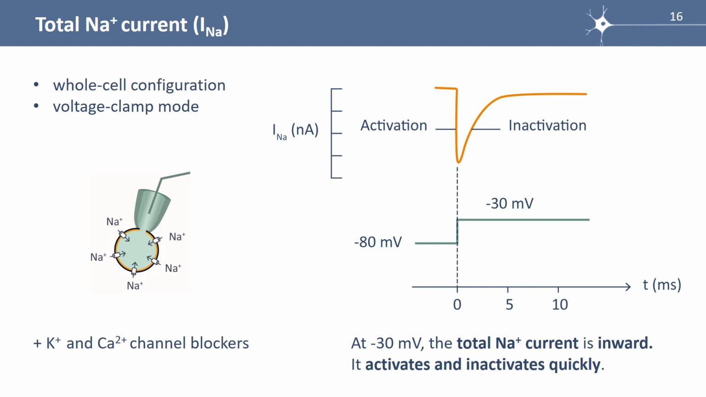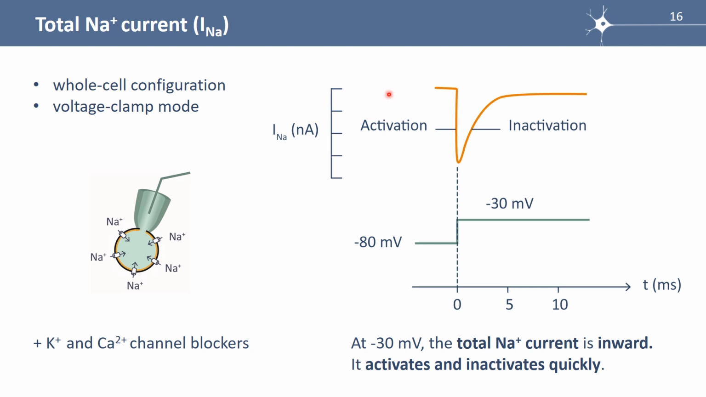To get this current, we record in whole cell configuration to record the activity of the whole membrane, and in voltage clamp mode to record a current. So we record the activity of a large number of sodium channels. We add potassium and calcium channel blockers because these also are opened by membrane depolarization. They are also voltage gated. So to get only the sodium current, we have to block the other channels.